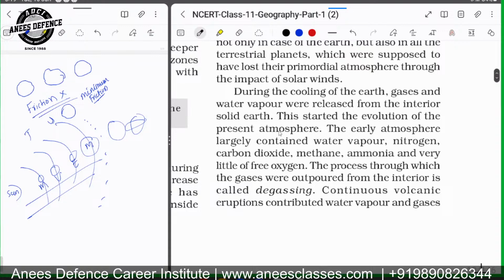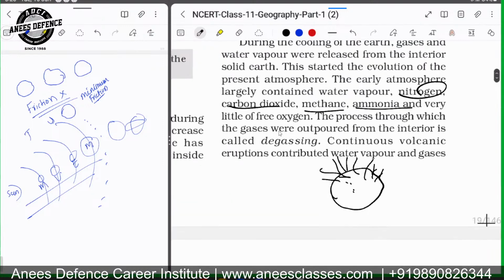During the cooling of earth, earlier, as we all know, earth was very hot. During the cooling of earth, gases and water vapors were released from the interior of the earth. Let us say this is the earth, and from the interior you see the release of gases. So you have nitrogen, carbon dioxide, methane, ammonia, etc. This is called degassing. Okay, this process is called degassing.